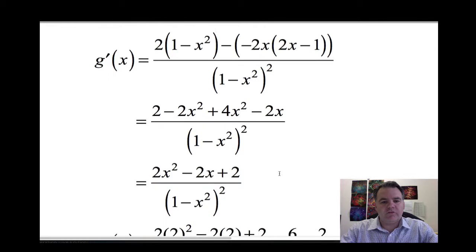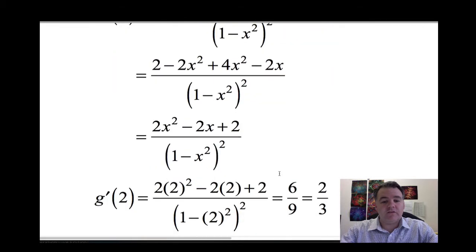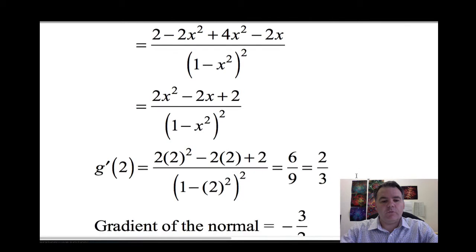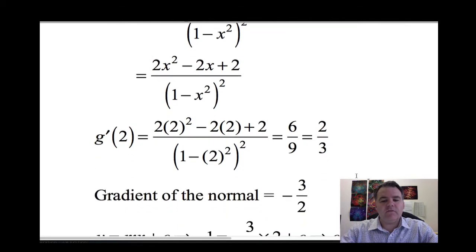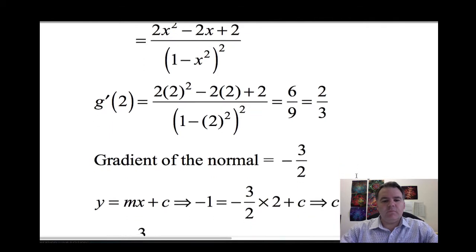We want to know the equation of the normal here. So let's first work out what the slope of the curve is at 2. So I substitute 2 in there. That gives me 2/3. Therefore, the slope of the normal must be negative 3/2, the negative reciprocal. Easy. Then we work out what the equation is.